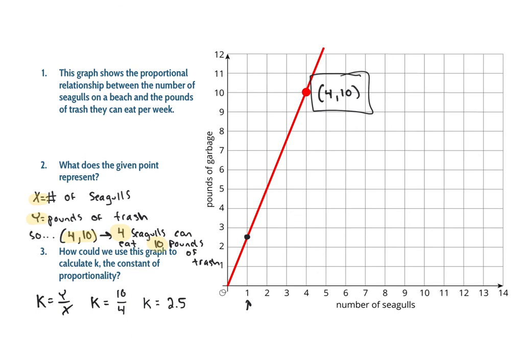If k equals y divided by x, then that means our k is going to be 10 divided by 4. So k is going to equal 2.5, which means that this point right here is (1, 2.5).